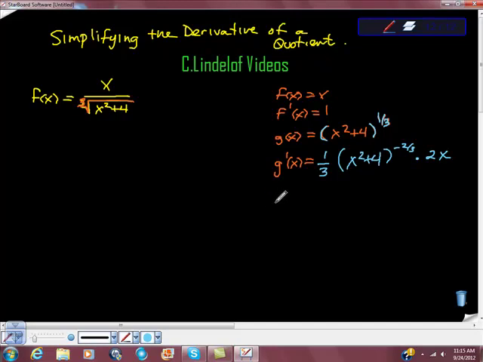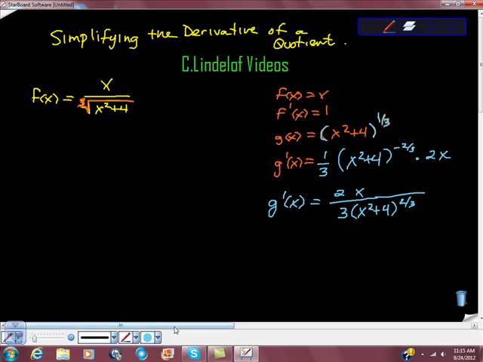So I'm going to keep working. I'm going to try to clean this up a little bit more and say that g prime at x is equal to 2x over 3 times (x squared plus 4) to the positive 2/3 power, right? Because I dropped this out into the denominator.